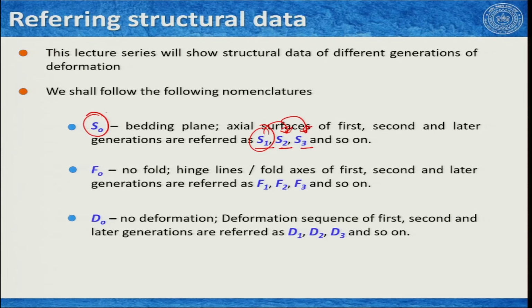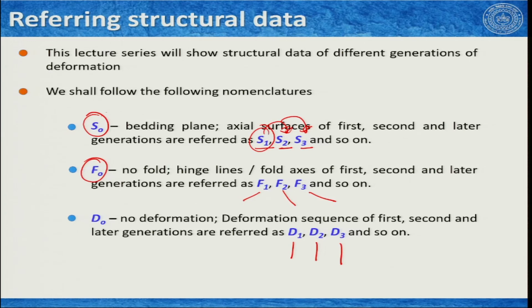In a similar way, we will not say F0. This is just terminology to talk about. There is no F0, that means there is no fold, but the first fold axis we always define as F1, the second generation fold axis we define as F2, and the third generation fold axis we will refer to as F3. In a similar fashion, the deformation corresponding to the development of F1, F2 and F3 would be referred to as D1, D2 and D3. So, these are the standard nomenclatures that we will be following in the field or in this lecture series.